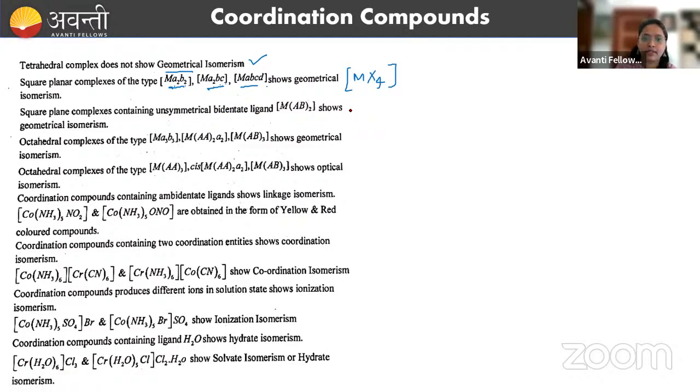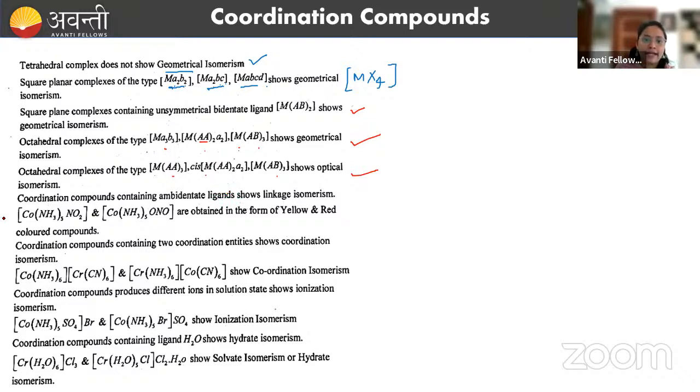Okay, please remember this. This is again a very important point. Octahedral complexes of Ma3B3, Ma2A2, MAB3 show geometrical isomers. So this is what, bidentate ligand. Octahedral complexes with this type of will show optical isomerism. Very important. You should remember this, right?